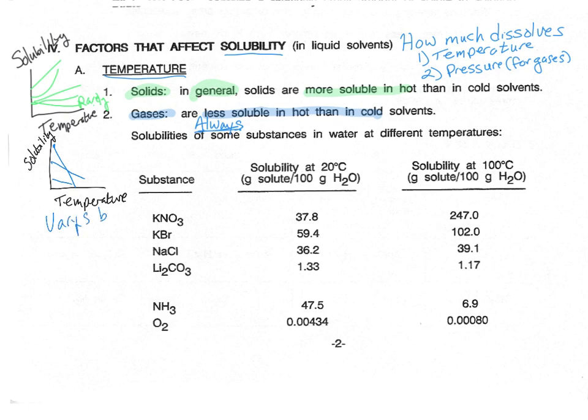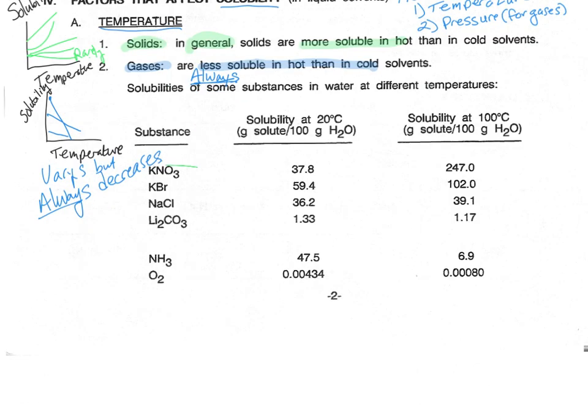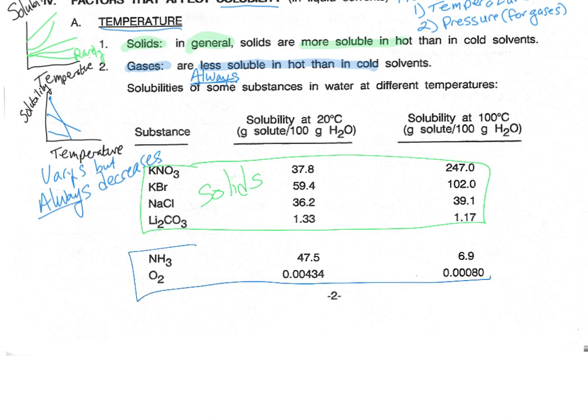So again, this will vary for both the solids and the gases. The amount of solubility varies, but for solids it generally becomes more soluble. For gases it becomes less soluble as the temperature increases. The first four examples we see here are all solids, and so you can see that their solubilities are increasing. The last two are gases, and you can see that their solubilities are decreasing. Do you see any of these that do not follow the rules?